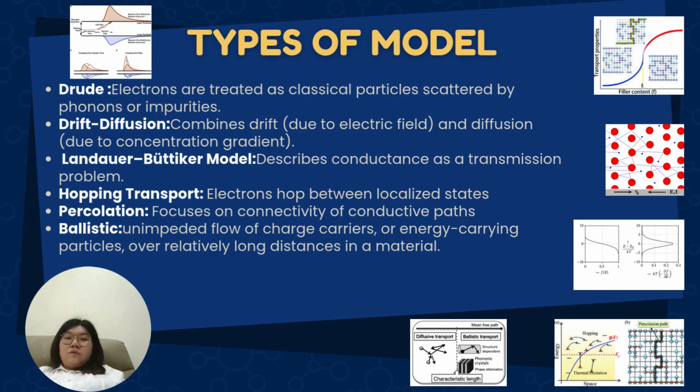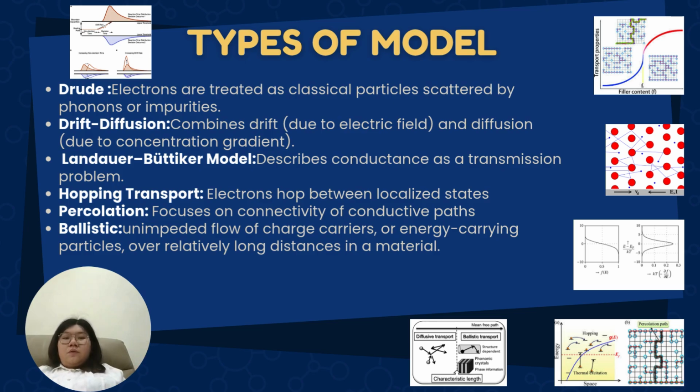The drift-diffusion model combines the drift due to the electric fields and the diffusion due to the concentration gradient. The third one is the Landauer-Büttiker model, which describes the conductance as a transmission problem. For hopping transport, the electrons are considered to move from one localized energy state to another, especially in disordered amorphous materials. It is a good way to describe the charge movement in organic semiconductors and some polymers.